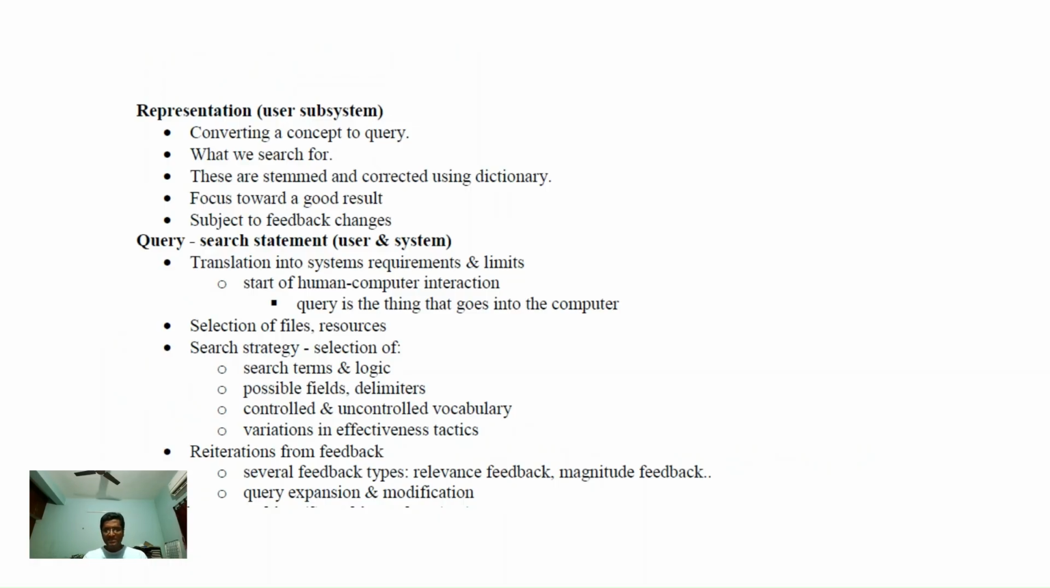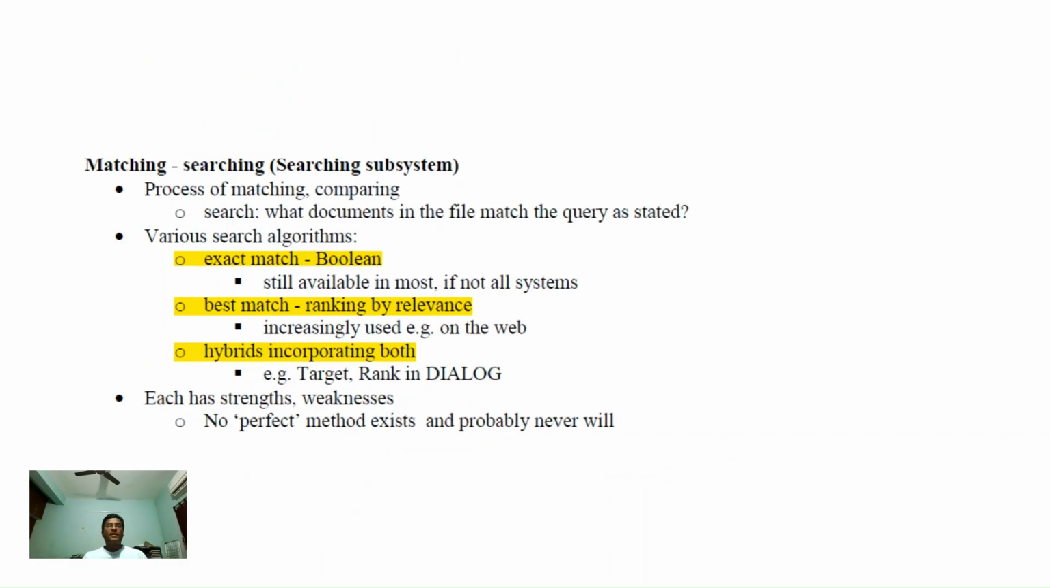The reiterations can be from feedback. There are several kinds of feedback, like relevance feedback, magnitude feedback, and also query expansion and modification. Then comes the matching, that is searching the subsystem. Matching is nothing but comparing what documents in the file match the query. Imagine we put out a query: do the documents in the file exactly match it?